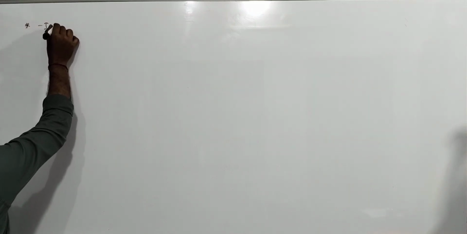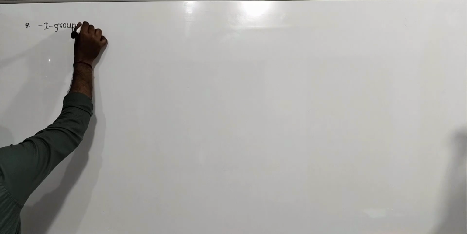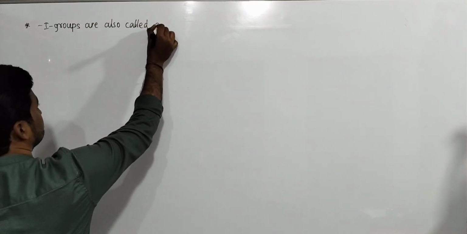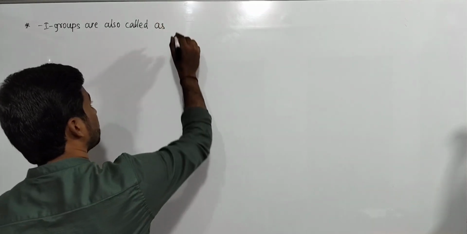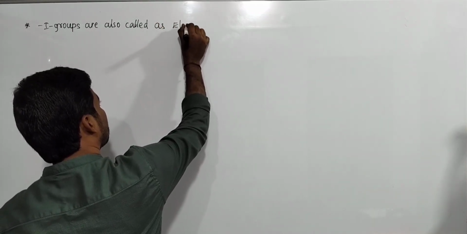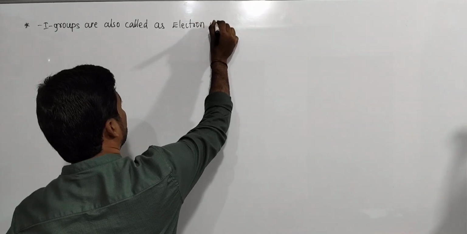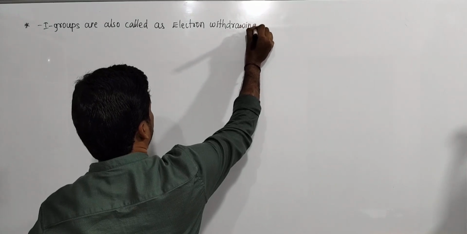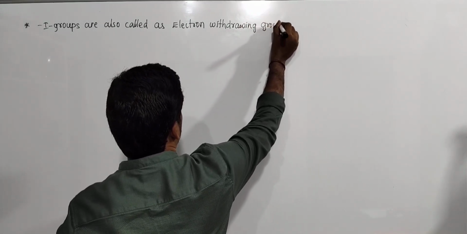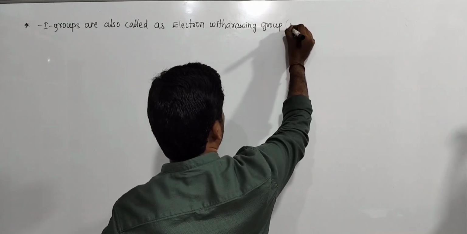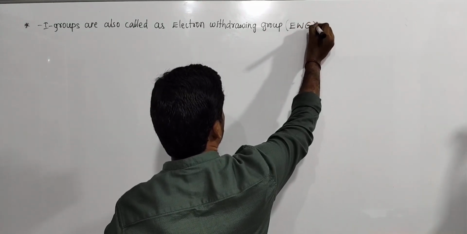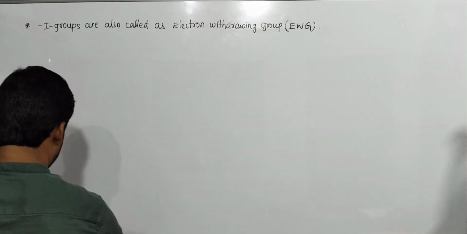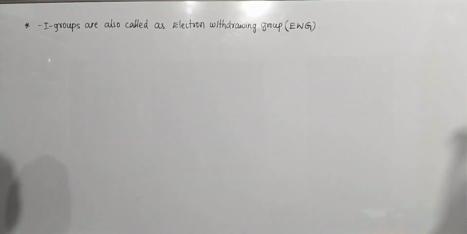Minus I groups are also called electron withdrawing groups. Minus I groups are also known as electron withdrawing groups. Okay, right.